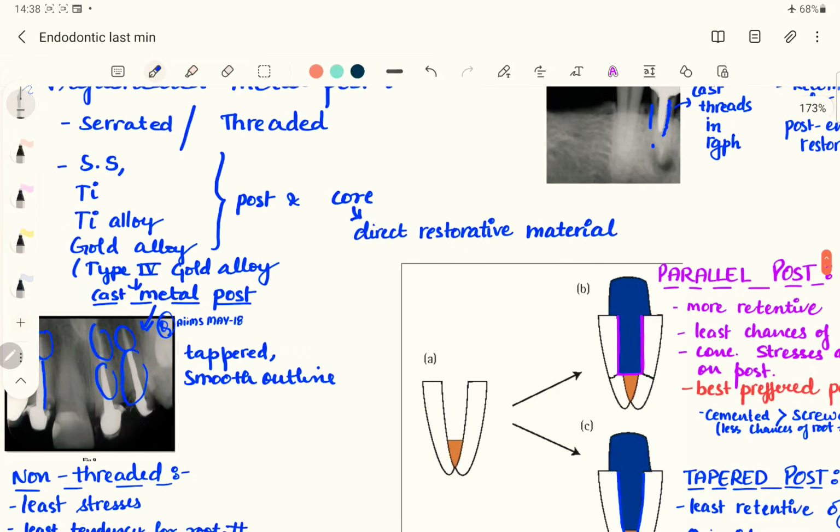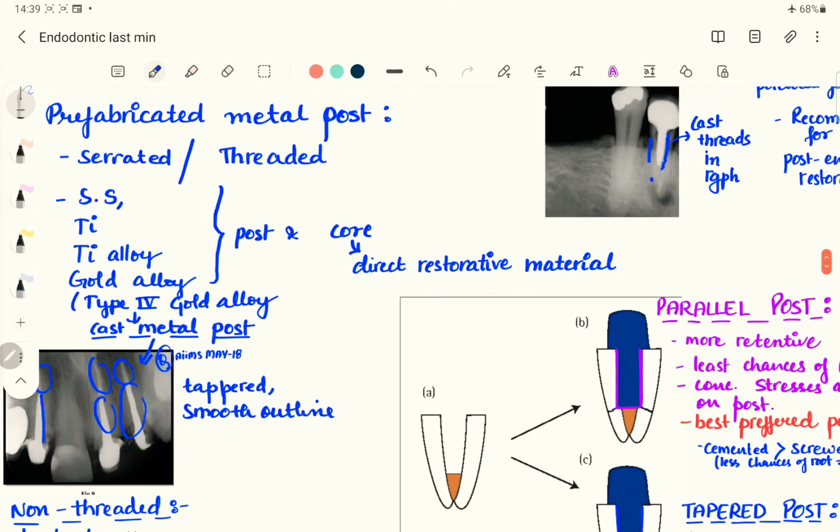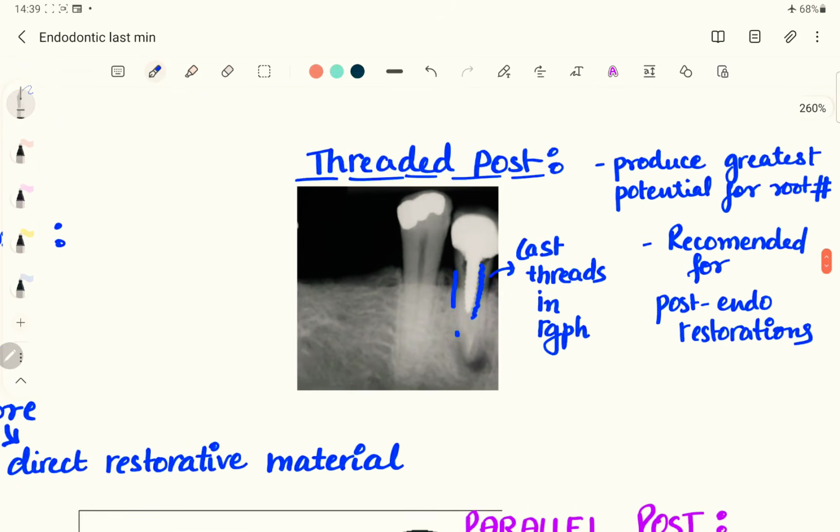And most of the time you use materials for cast metal post like stainless steel, titanium alloy, gold alloy, especially a type 4 gold alloy, which is the hardest alloy of gold. So if you are using this metal post in the core, you can directly use the restorative material. So the threaded posts are the ones which are going to exactly fit inside the canal. In fact, they are going to be so retentive that they will never come out.